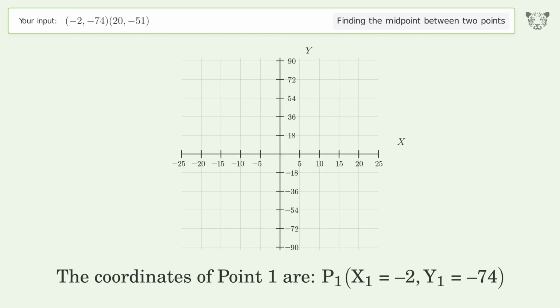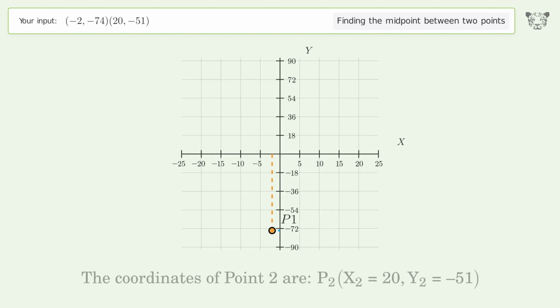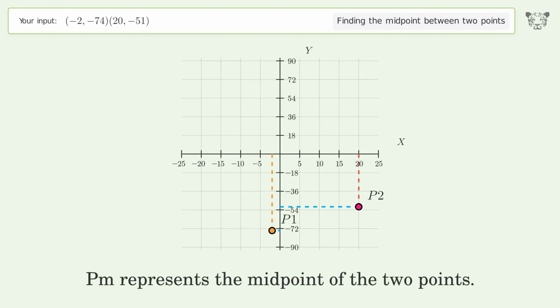The coordinates of point 1 are, x1 equals -2, y1 equals -74. The coordinates of point 2 are, x2 equals 20, y2 equals -51. PM represents the midpoint of the 2 points.